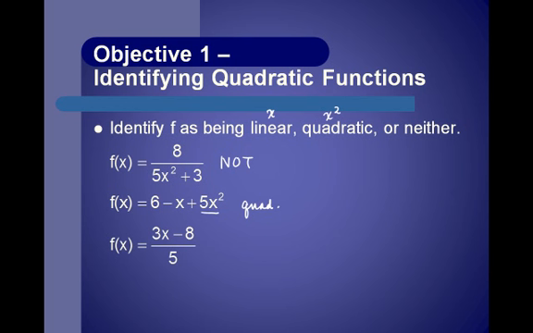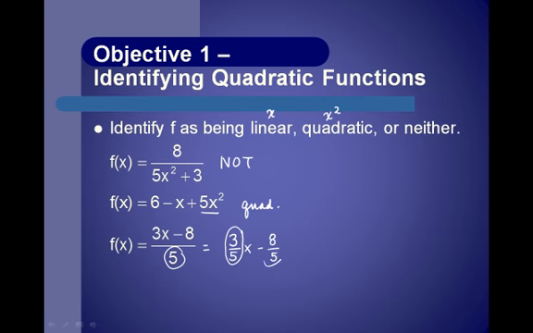The third one, f of x equals 3x minus 8 over 5. I know that doesn't look linear, but because the denominator is one term, we could also rewrite that as 3/5 x minus 8/5, which means this is a linear function with a slope of 3/5 and a y-intercept of negative 8/5.